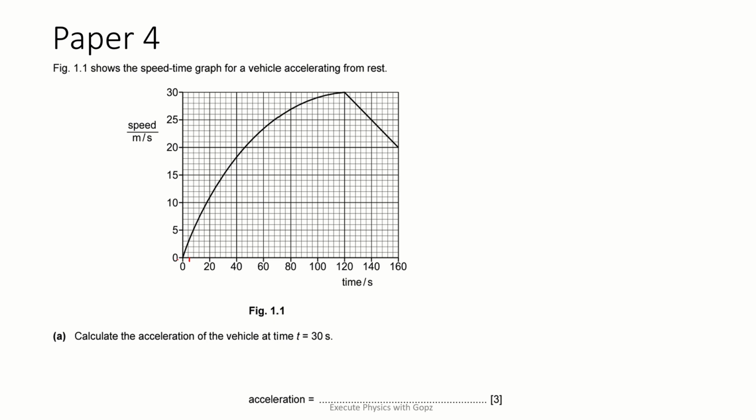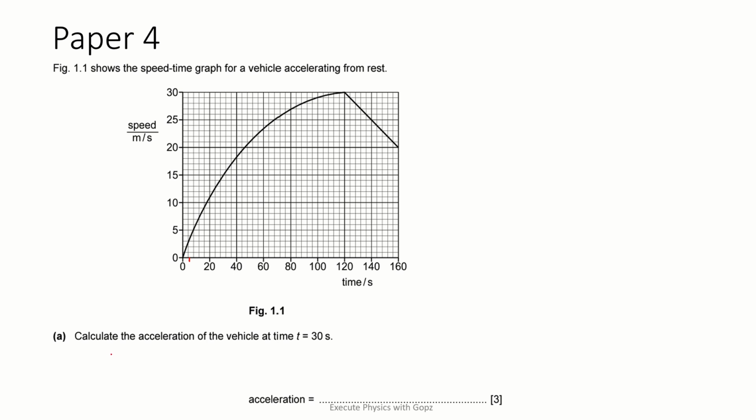5, and after 5 divisions, it is 20. So each unit would be 4 seconds. And what about the vertical axis, the y-axis? It is 5. So each division would be 1 meter per second. Keep this in mind that scaling is important. Okay.